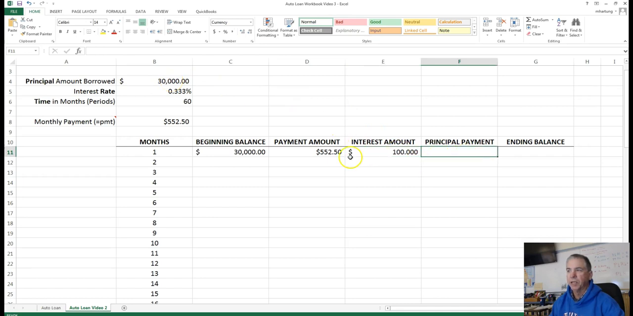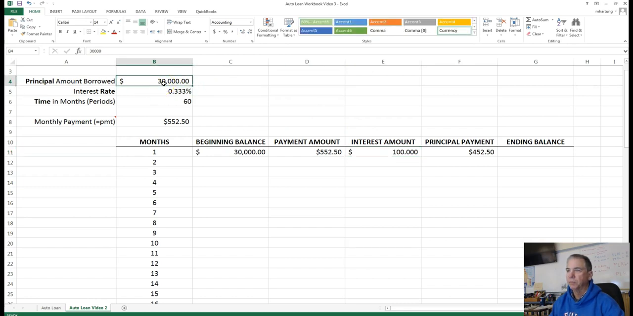So how much actually goes to paying off the loan? That's right, the difference between the payment amount and how much of that payment went to covering the interest charge. So we have a little subtraction to do. Payment amount minus the interest amount. So the amount that actually went to paying off the $30,000 was $452.50. The other $100, of course, was just a fee or an interest payment that we needed to make for the privilege of using somebody else's money to buy our car.